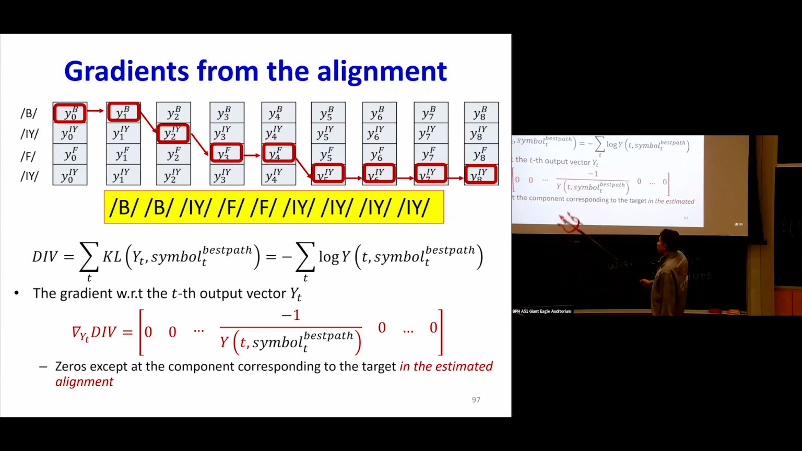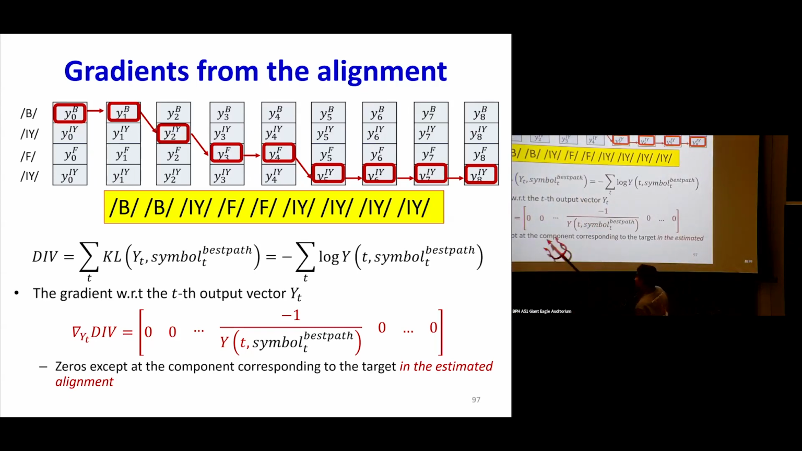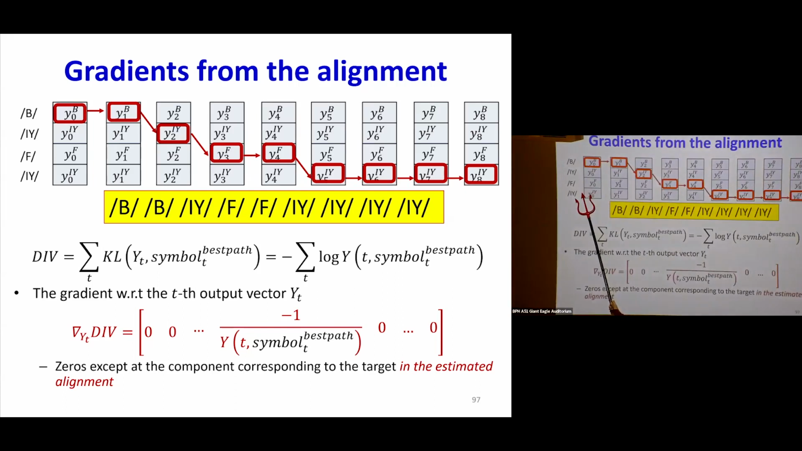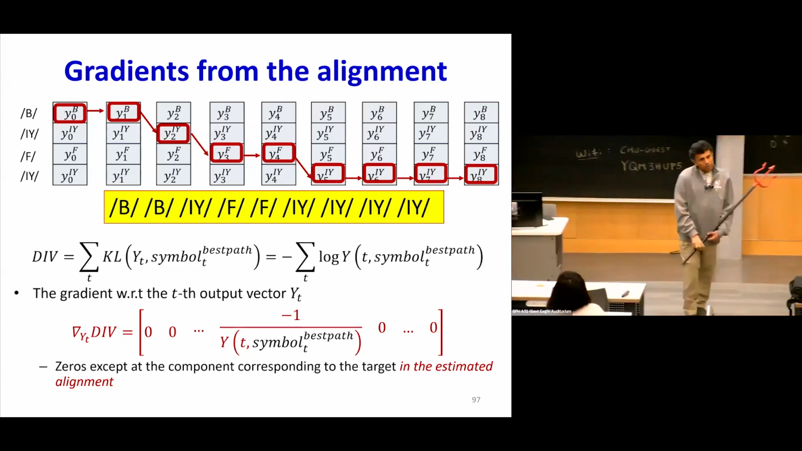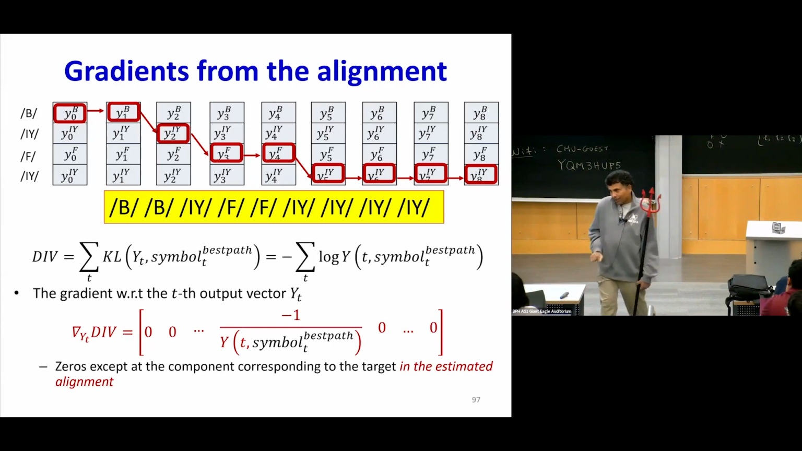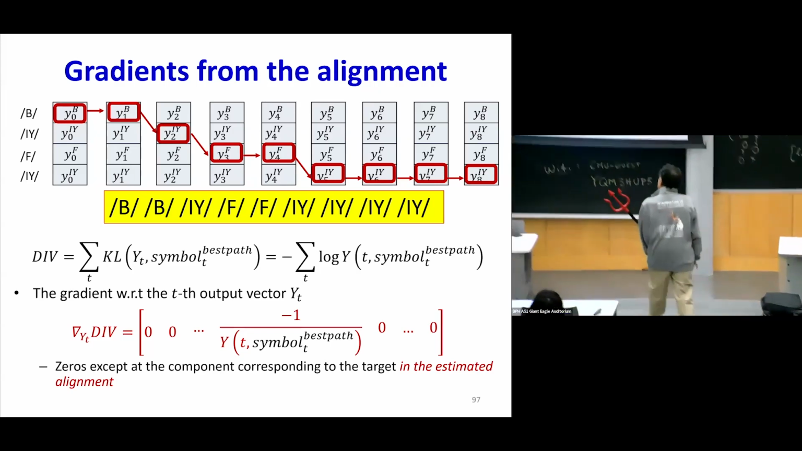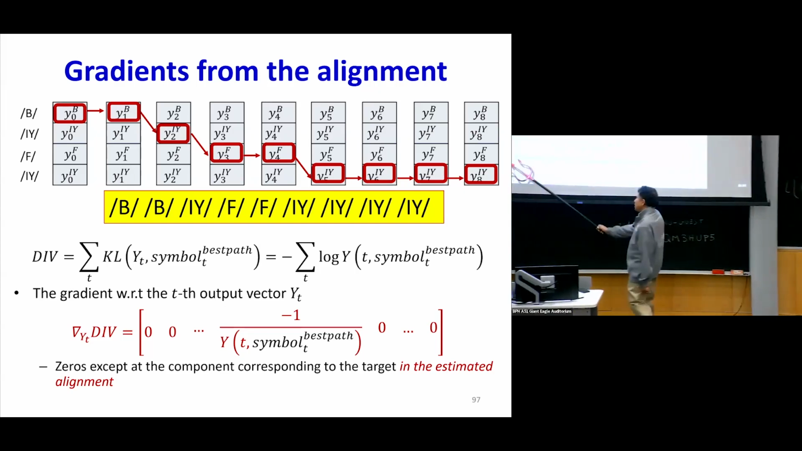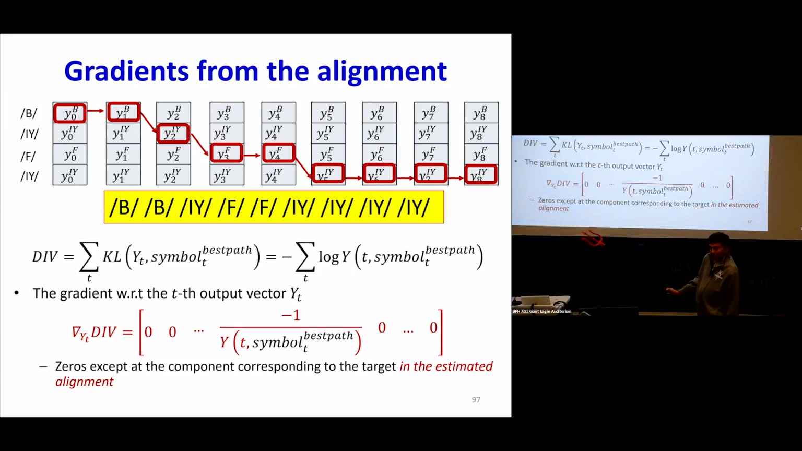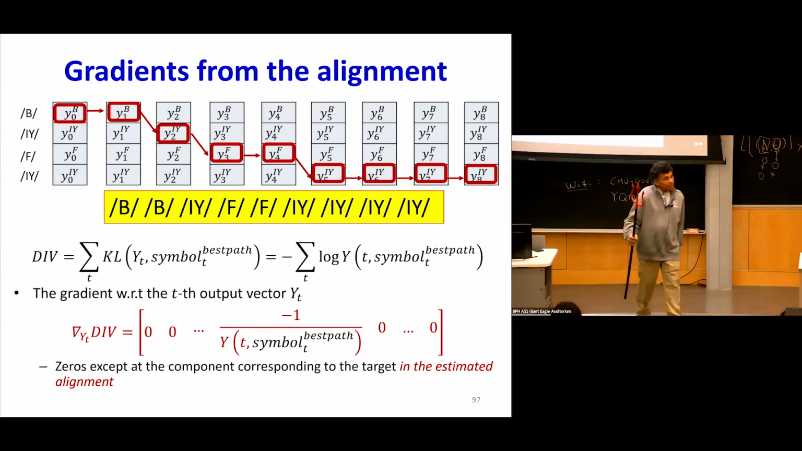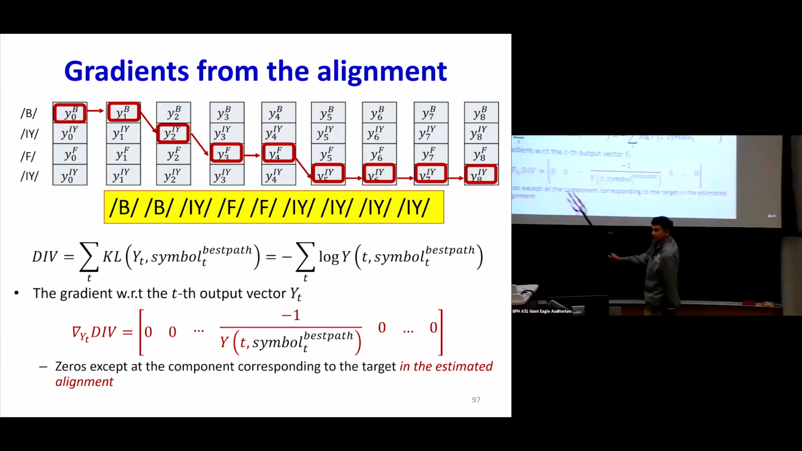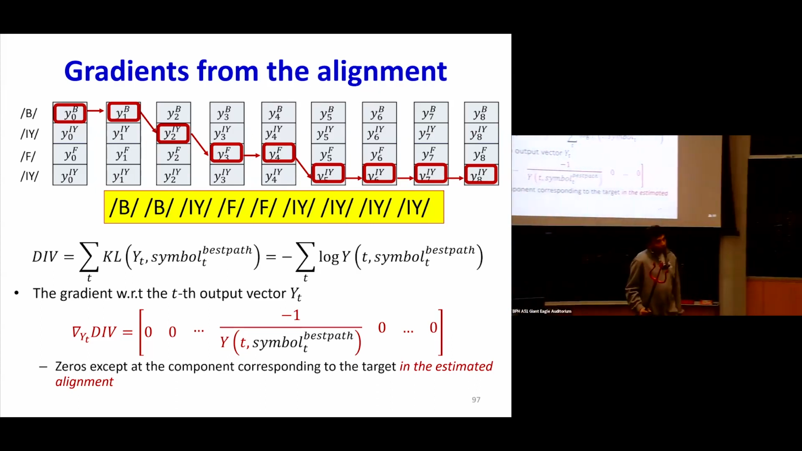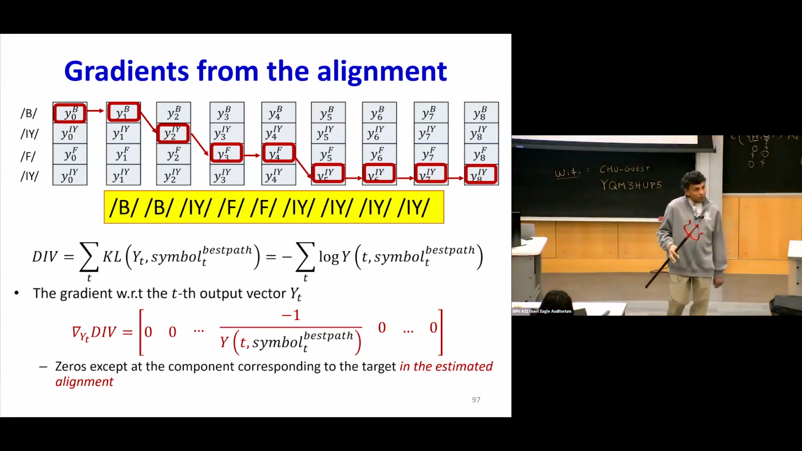right? So basically what the divergence would become over here is minus log y0b minus log y1b and so on, right? You're just going to be taking the negative of the log of the probabilities of all the symbols in the best path. And so if I compute the derivative of this divergence with respect to the output of the network at any time, the network itself is computing probabilities for every symbol, right? So this derivative vector is going to have as many entries as the number of symbols in your vocabulary, which can be much greater than the number of symbols in your sequence.